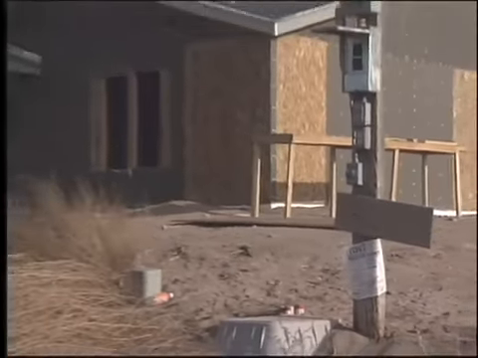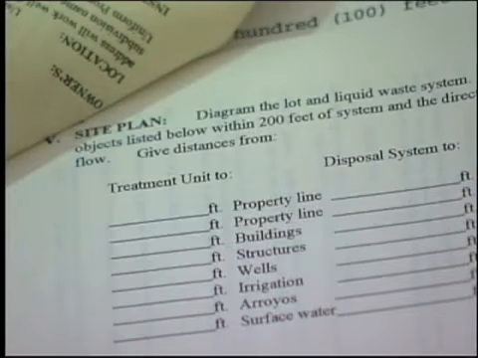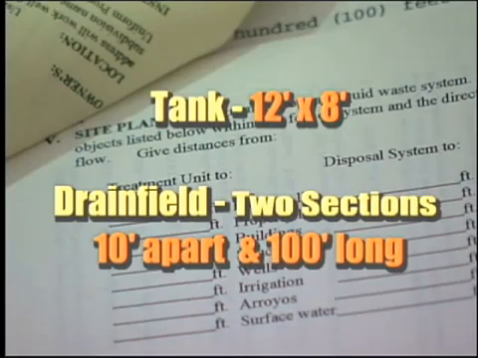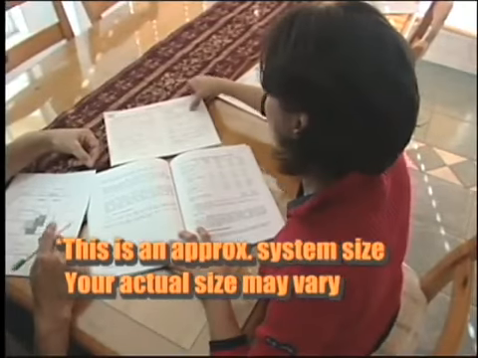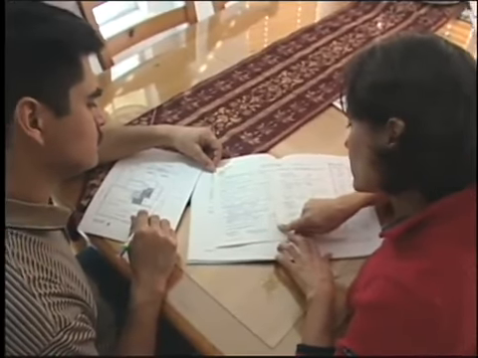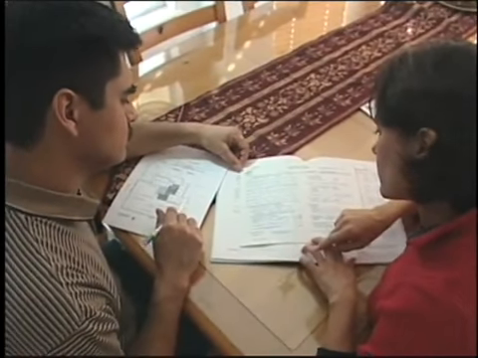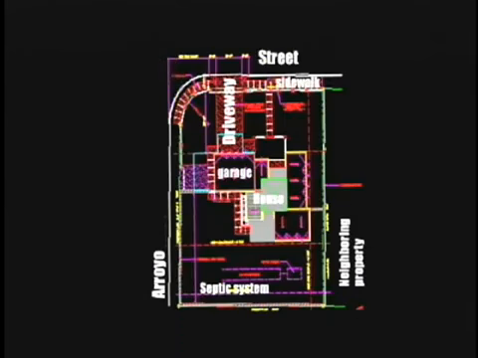Assume your system will service a 3-bedroom house on moderately permeable soils. Assume the tank will be about 12 foot by 8 foot and the drain field will be 2 sections 10 feet apart, 100 feet long. Sketch this system on your plat and draw in the setbacks. This drawing is of adequate detail and quality to satisfy most regulatory agencies. The drawing used for your permit application must match your final design.